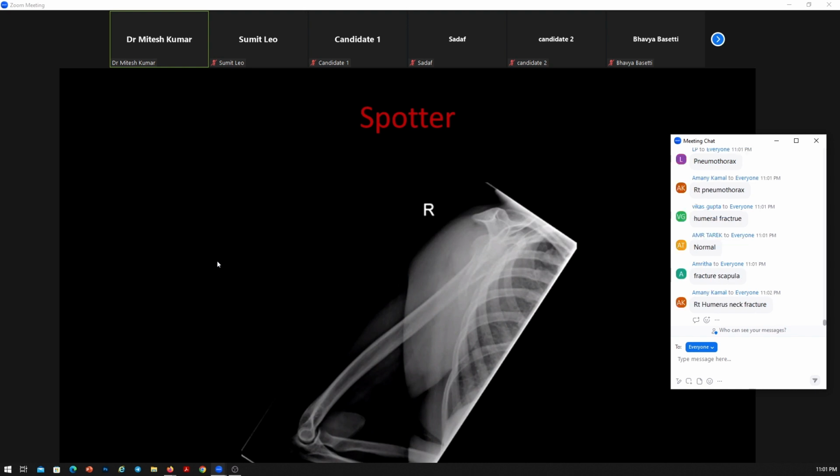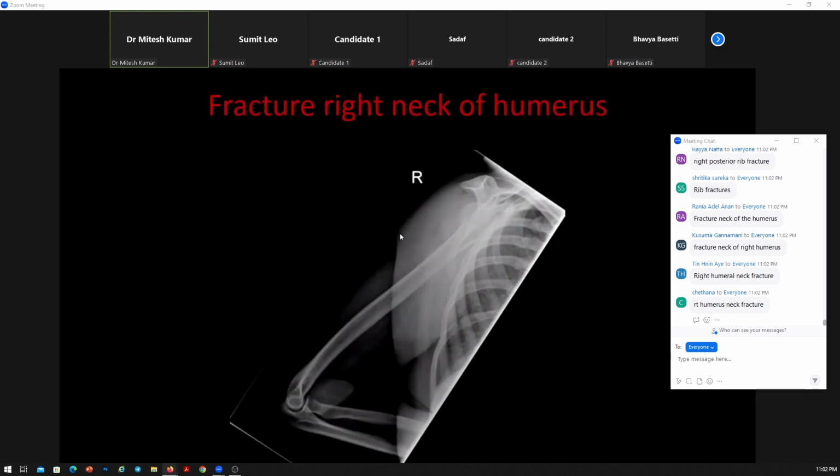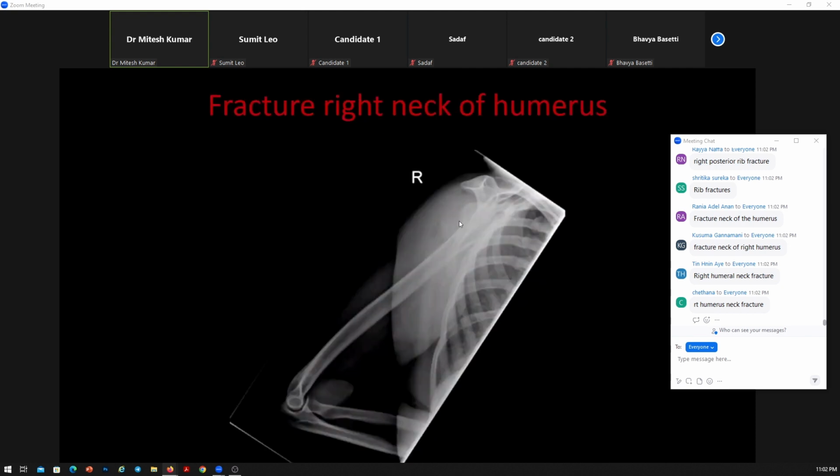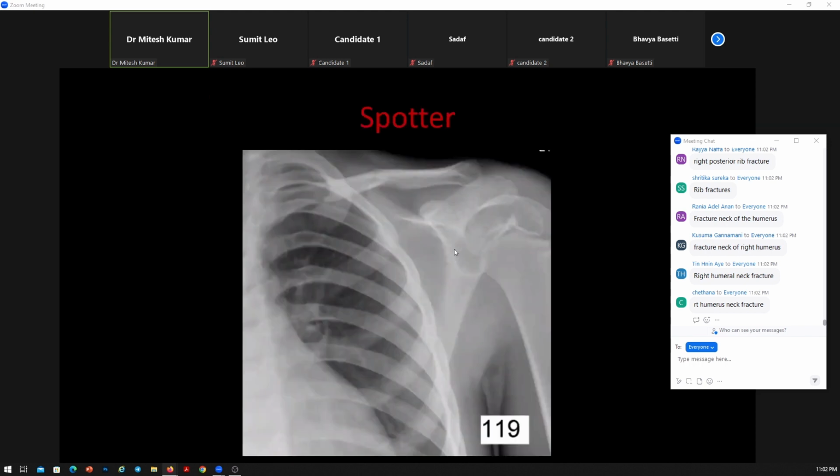Vikas, please write correctly. Humeral fracture, where is the fracture? Specify the part of the humerus, please. Yeah, neck. Perfect. We'll see fracture neck of the humerus. Clearly, we can see a step-like defect here, the break in the cortex. Next.